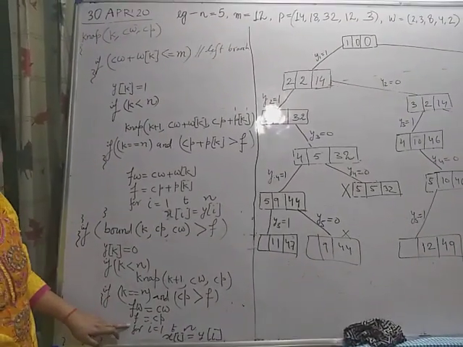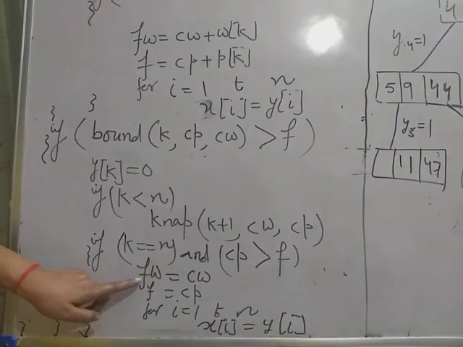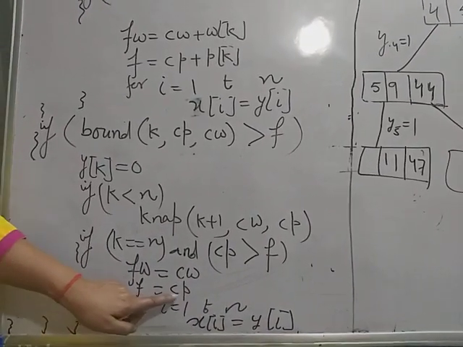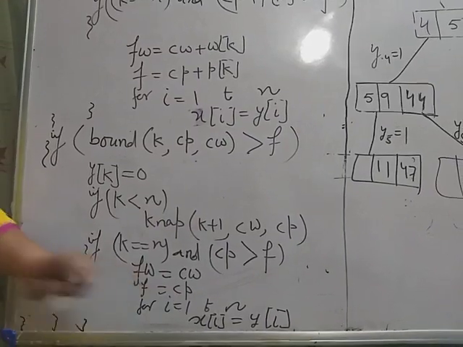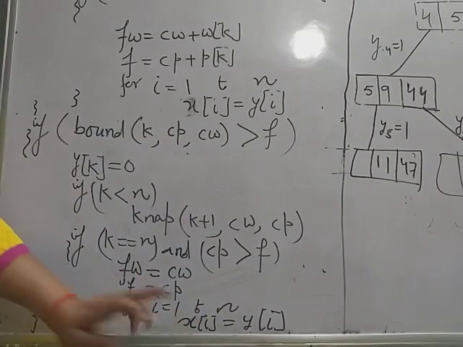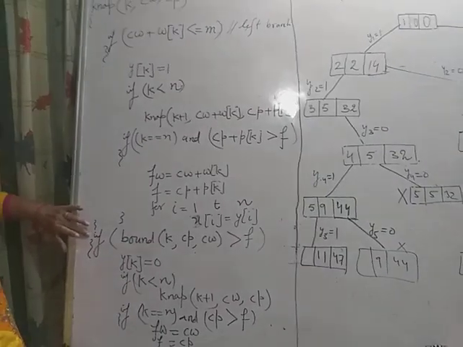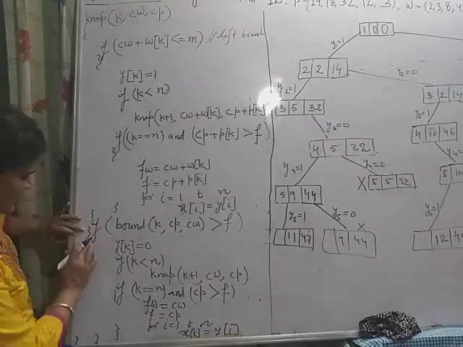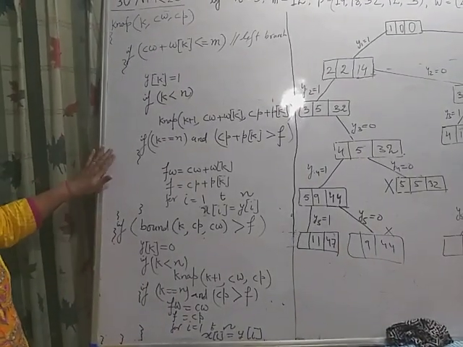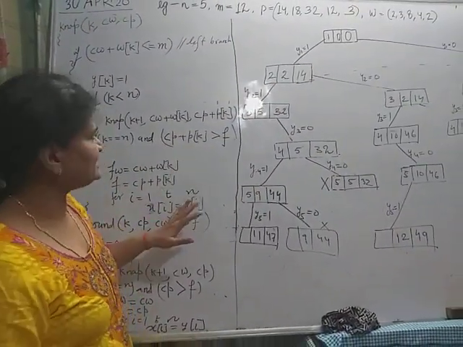See, here this is visible, i equal to 1. If k equal to n and Cp is greater than f, then Fw will be Cw. F is the final profit of the solution vector generated now, and the yi are to be copied to xi. This is for the right branch. So this code is for the right branch. This is if, and this is this if. Okay. Now you can drive this algorithm with this example.